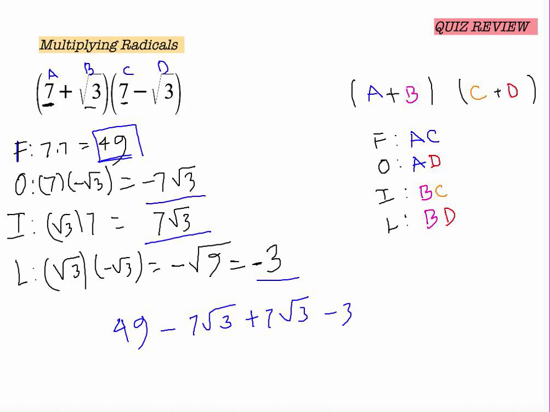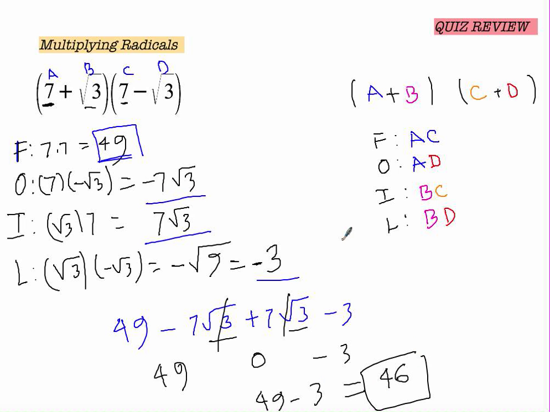Now let's see if there's anything we can combine and simplify. I see that these two are like radicals, and one of them is negative, the other one is positive. This is known as a zero pair, so we can easily combine these two and they'll give you a 0. When they do, you're left with 49 minus 3. So let's do 49 minus 3. That's going to give you 46. The answer, when you simplify, is 46.